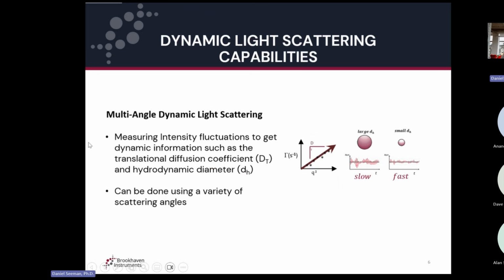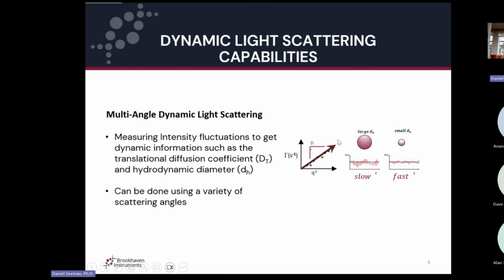Why even perform a DLS measurement at multiple angles? There's an implicit assumption anytime you use a DLS to measure particle size, which is that you're measuring a translational diffusion coefficient. If you're measuring a translational diffusion coefficient, then if you produce this plot called a gamma versus q squared, you should get a linear dependence between the decay rate that comes from the correlation function and q squared, which comes from the scattering angle.